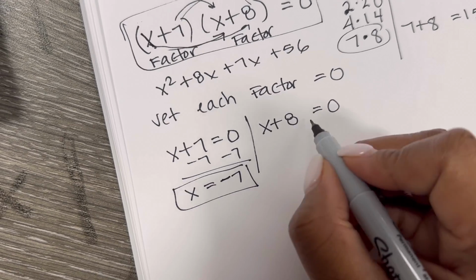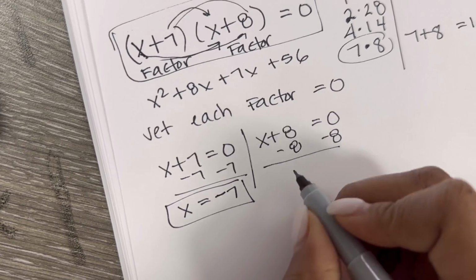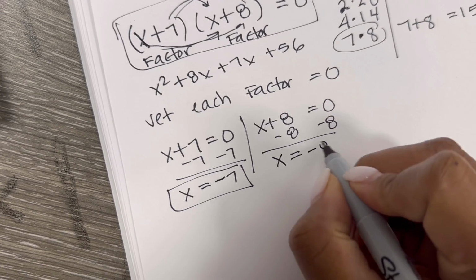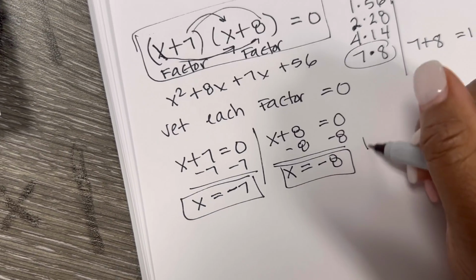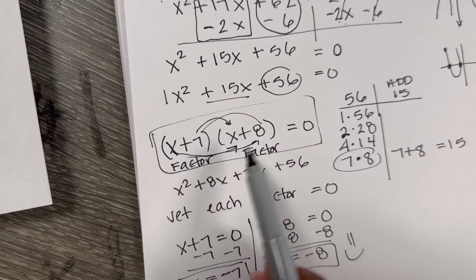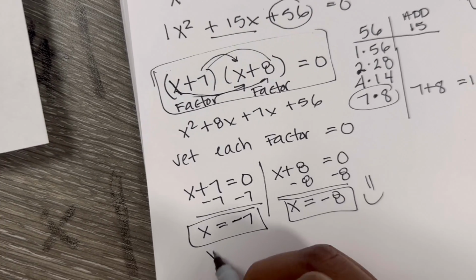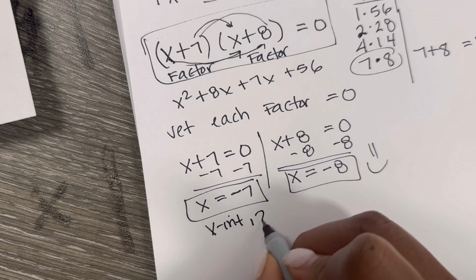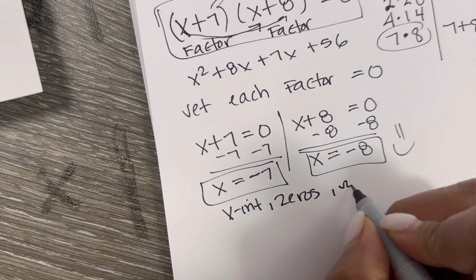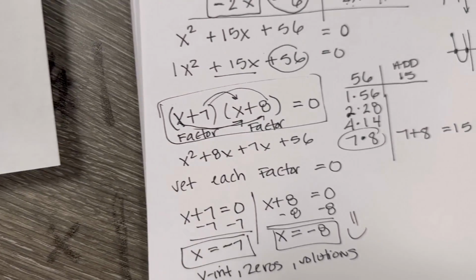What number plus 8 equals 0? Yep, negative 8. You got it. Subtract your 8, you'll get negative 8. So there's your two answers. Your factors are x plus 7 and x plus 8. Your solutions, your x-intercepts, zeros, all those words, roots, are negative 7 and negative 8.